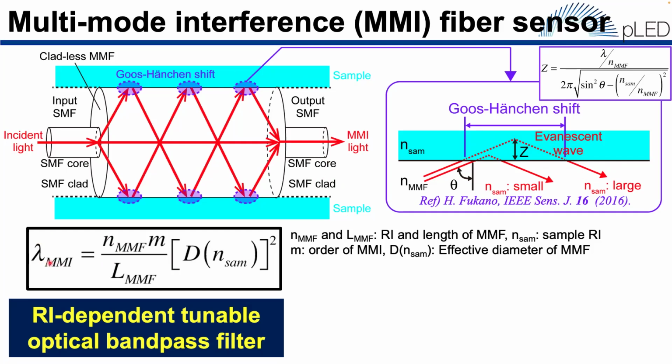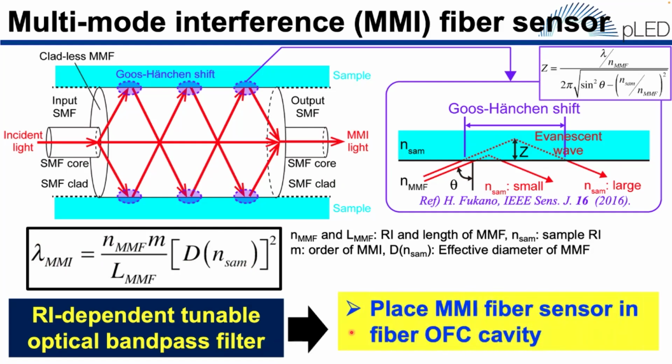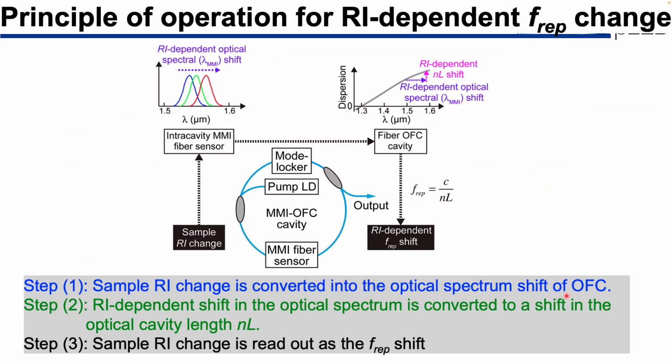So the lambda_MMI is a function of the sample RI, like here. Therefore, the MMI fiber sensor can work as an RI-dependent tunable optical bandpass filter. And then we next place this MMI fiber sensor in the fiber OFC cavity for conversion of optical frequency to electric frequency. The next slide shows the principal operation for RI-dependent f_rep change.